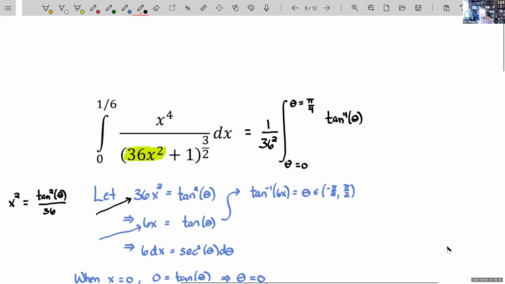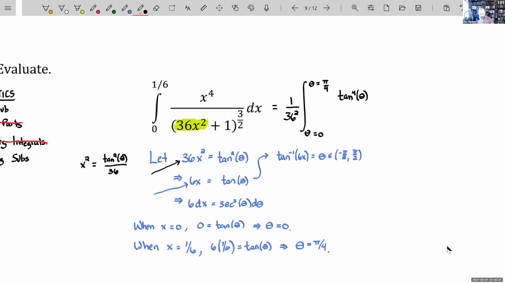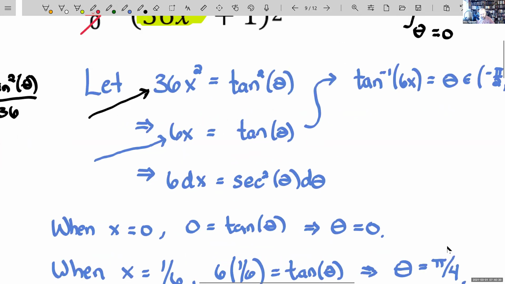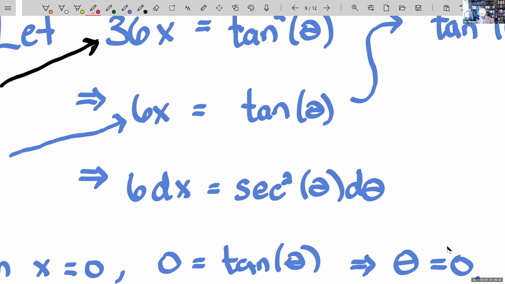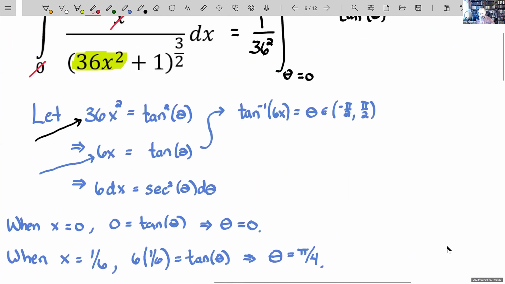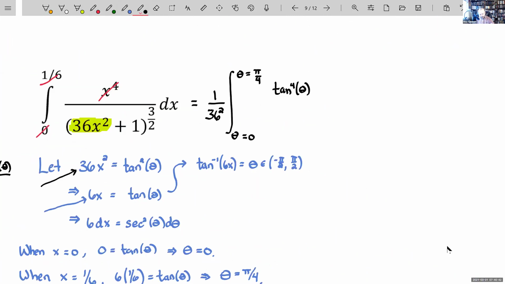All right. And let's see what else we got here. The dx. So I've already taken care of the limits here and the x to the fourth. Let's go ahead and take care of the dx. Well, I know that 6 dx is secant squared of theta d theta. So secant squared of theta d theta over 6 is what dx is. So I'll go ahead and pull a 1 over 6 out of this, and then I trade that out for secant squared of theta d theta. Looks pretty terrible, doesn't it?